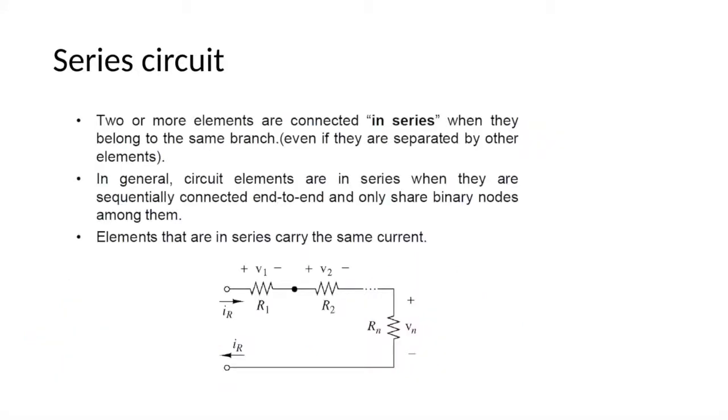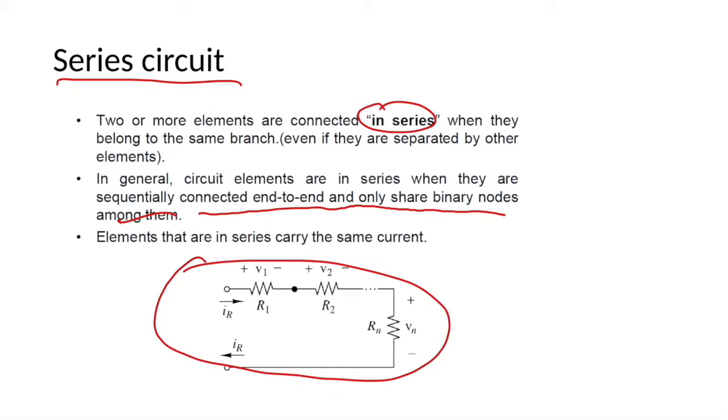And next, let's talk about the series circuit. Two or more elements are connected in series when they belong to the same branch. In general, circuit elements are in series when they are sequentially connected end to end and only share a single node among them. The property of a series circuit is that elements in series carry the same current.